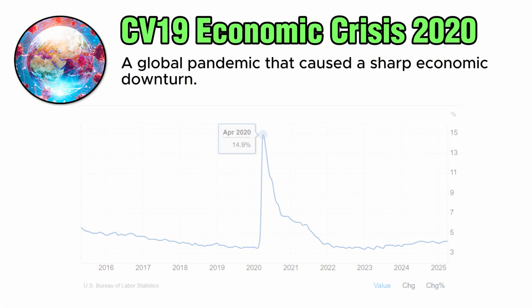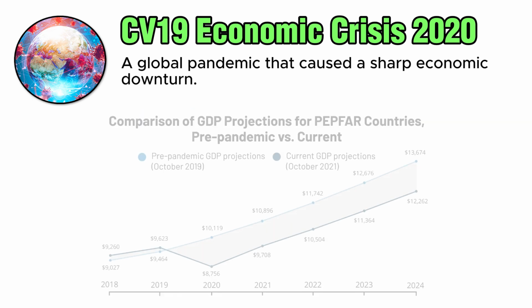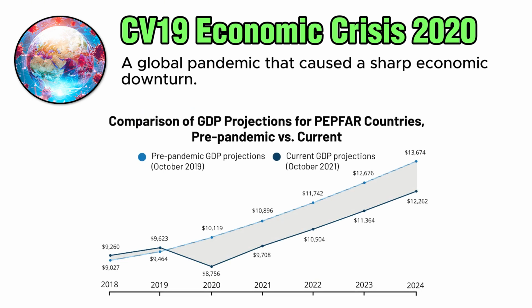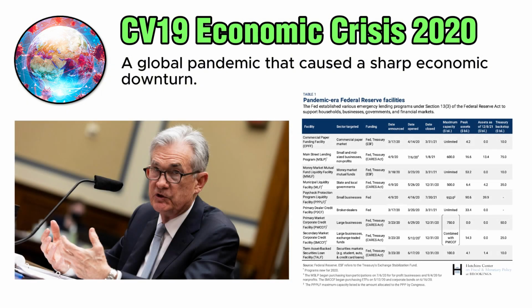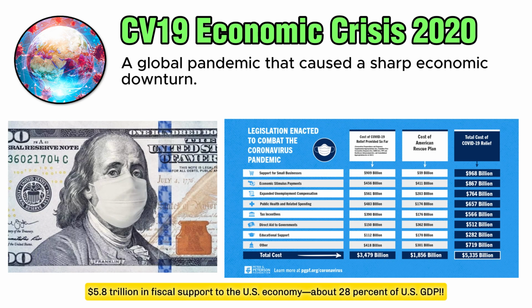A precipitous decline in aggregate demand pummeled the consumer price level. The resulting disruptions to economic activity significantly tightened financial conditions and impaired the flow of credit to U.S. households and businesses. The fiscal and monetary policy response in the United States to the crisis was unprecedented in its scale, scope, and speed. Legislation passed by Congress in March 2020, December 2020, and March 2021 provided a total of nearly $5.8 trillion in fiscal support to the U.S. economy, about 28% of U.S. GDP.